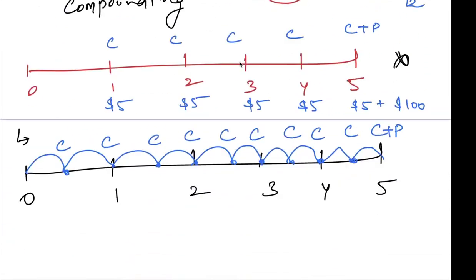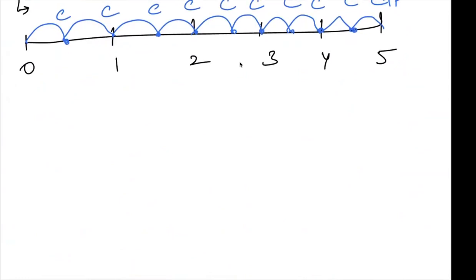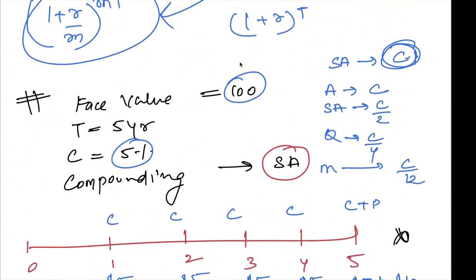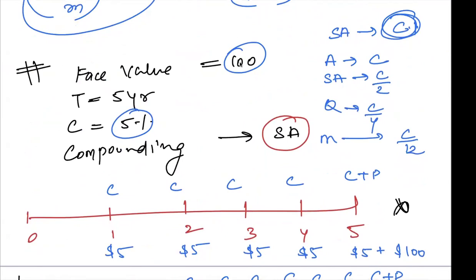Okay, so essentially, can I write the cash flow? 2.5 plus, okay, let's make it 2 years because I do not want a lot of calculation. Let's take the same example, but let me do it for 2 years so that it's easy.